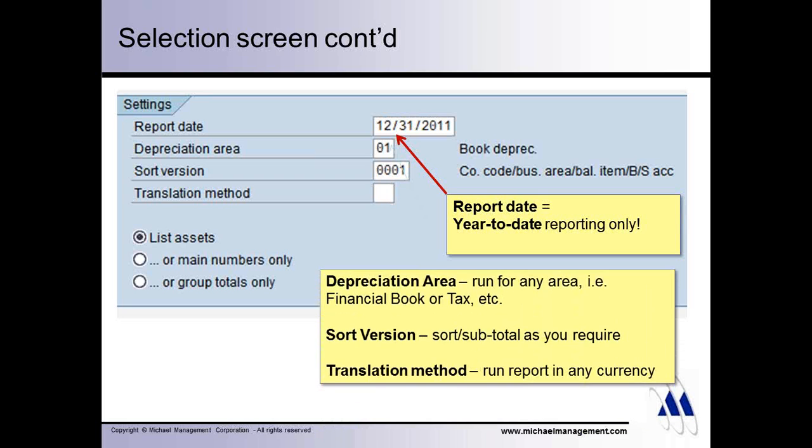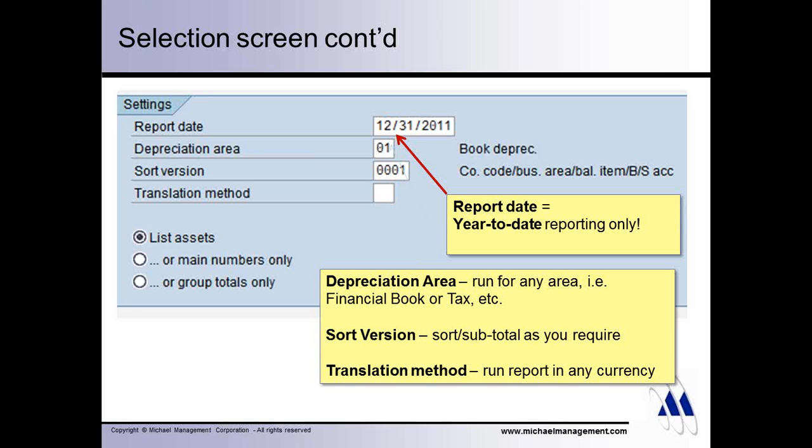A couple of the other fields right here on the settings are pretty important, obviously. You can put in the depreciation area, so you can run this report for any purpose. It could be for financial book purposes or for tax purposes. You can run it on the tax area, really any depreciation area that you want.